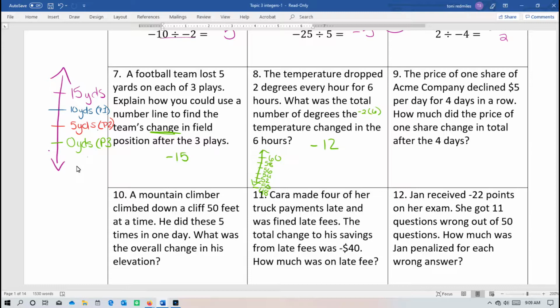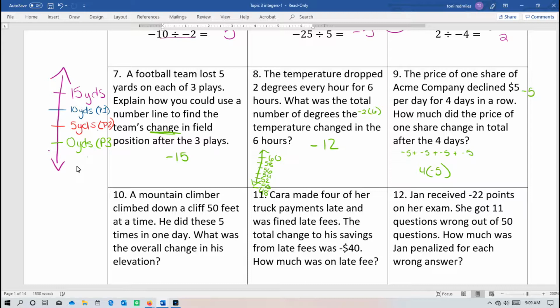The price of 1 share of Acme Company declines, so it's a negative 5, declines $5 per day for 4 days in a row. So every day it's going to drop $5. This time I'm not going to do it visually, I'm going to do it algebraically. So each day, well, I can do this quicker. I can do this by using repetitive multiplication.